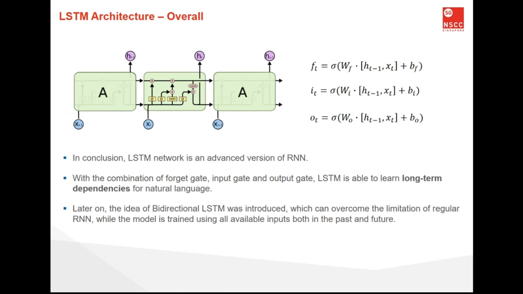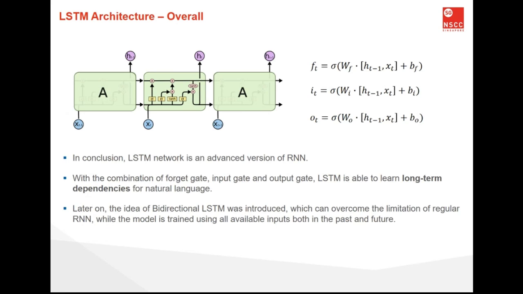Here shows the more intuitive diagram of the LSTM network. In conclusion, the LSTM network is an advanced version of RNN with the combination of forget gate, input gate, and output gate. LSTM network is able to learn long-term dependencies for natural language. Later on, the idea of bidirectional LSTM was introduced, which can overcome the limitation of regular RNN, while the model is trained using all available input both in the past and future.